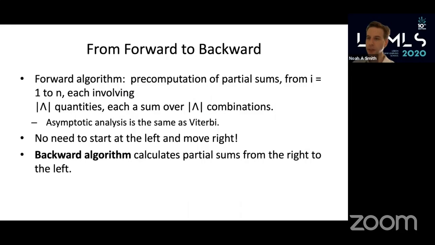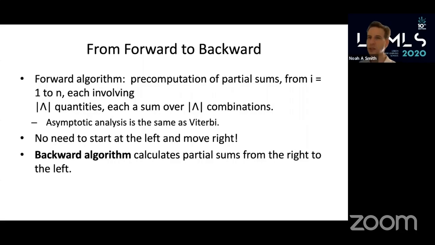Okay, so the forward algorithm that we just learned is a pre-computation of these partial sums from i equals 1 to n, and each one is a set of lambda quantities, the column, and each one is a sum over lambda combinations from the column before. So the asymptotic analysis ends up being exactly the same as Viterbi. The runtime will be size of lambda squared times the length of the sequence.